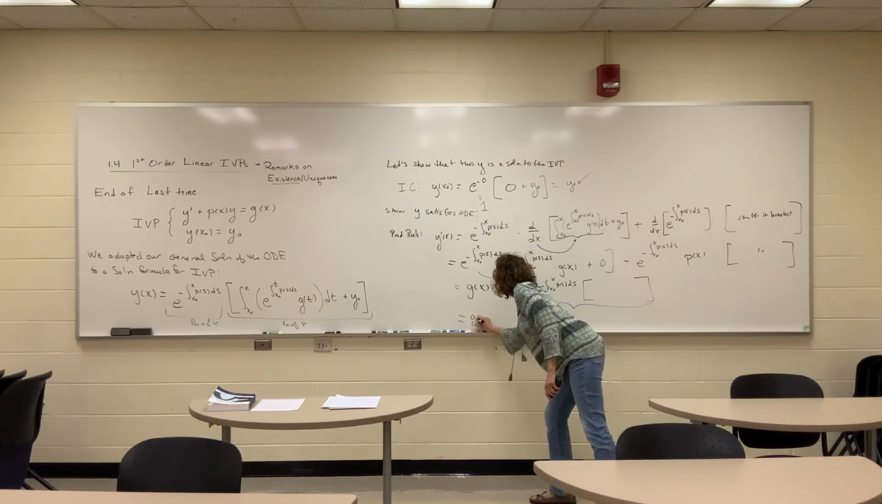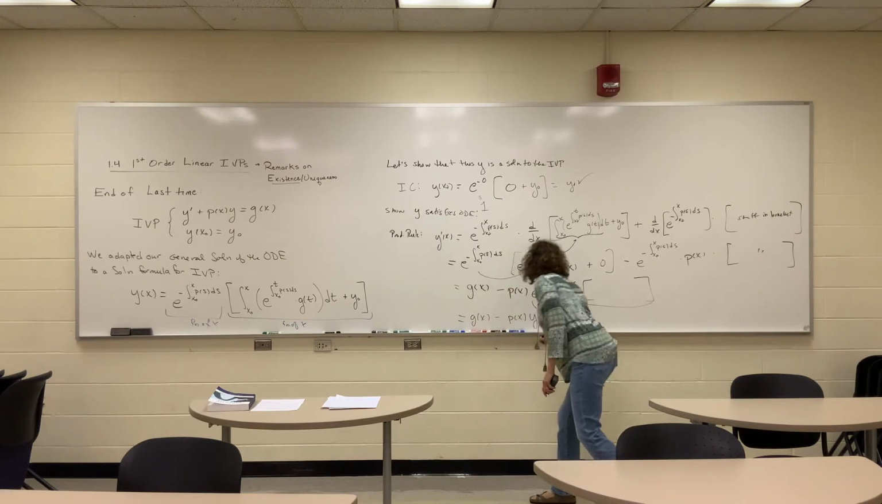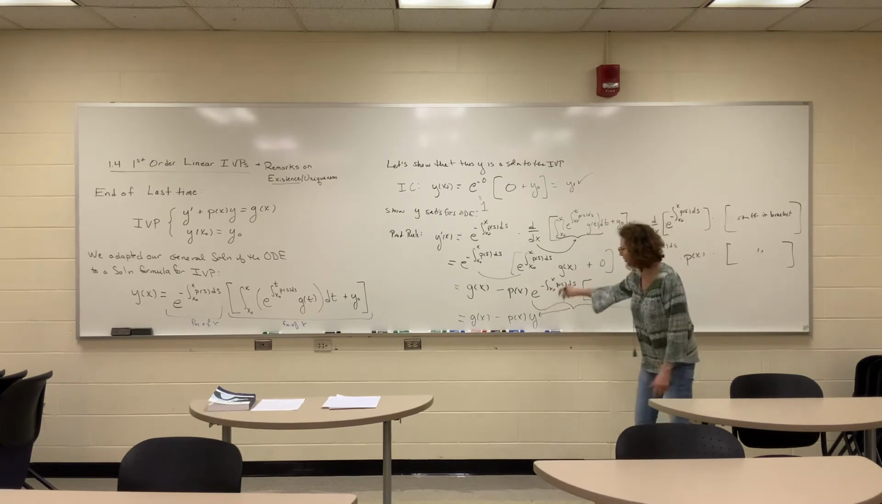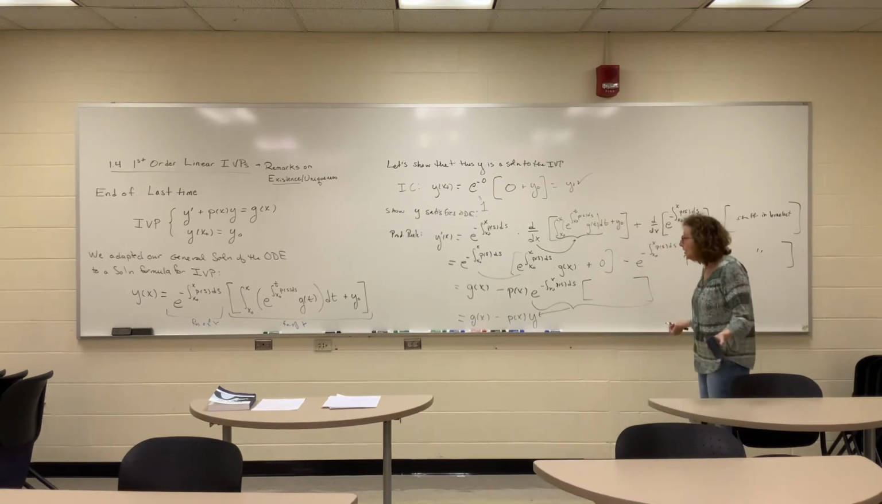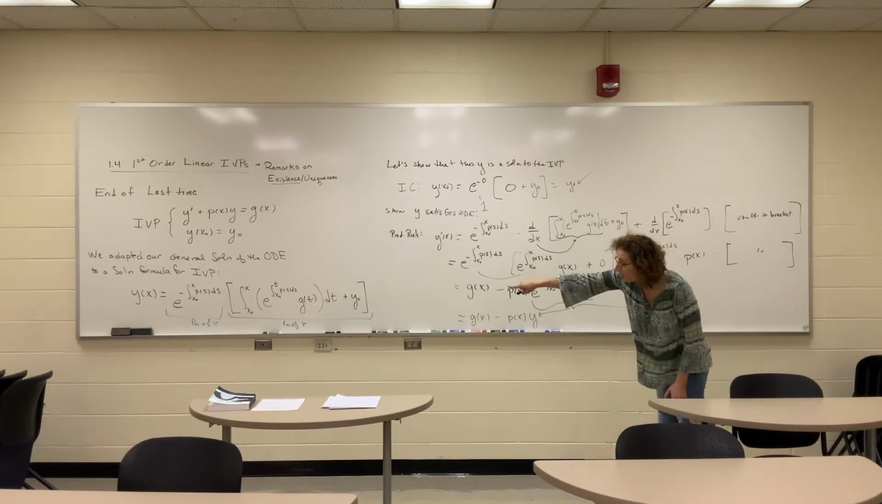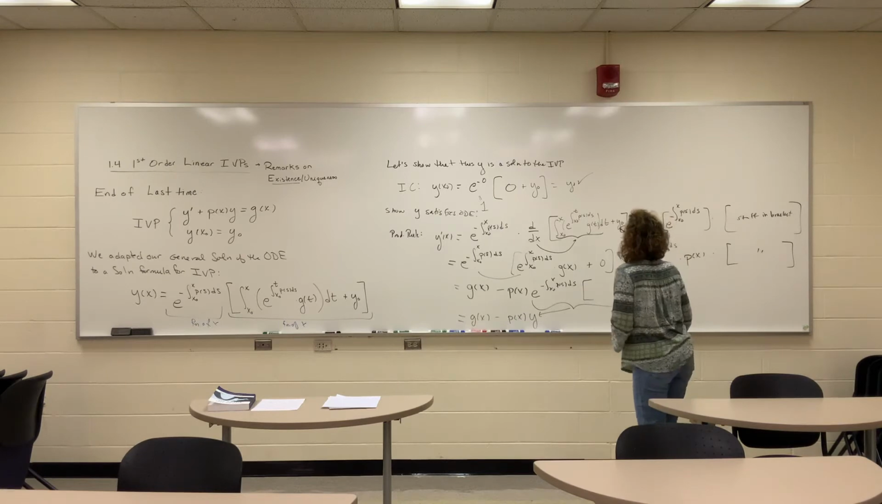So what do we have? g of x minus p of x times y. That's what this whole piece is. That part is all y. And so therefore, what did we just discover? y prime for this y is g of x minus p of x times y.